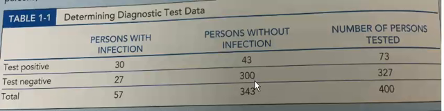Okay, next, what is the positive predictive value, or PPV, of this test? PPV is defined as the probability that a person with a positive test result is actually infected. Therefore, the PPV of this test is 30 over 73. So 30, which is the true positives, over the total number of persons who tested positive, or 41.1%. The PPV is directly proportional to the prevalence of the disease being tested. Therefore, if the disease is prevalent, the PPV of the test will be high.